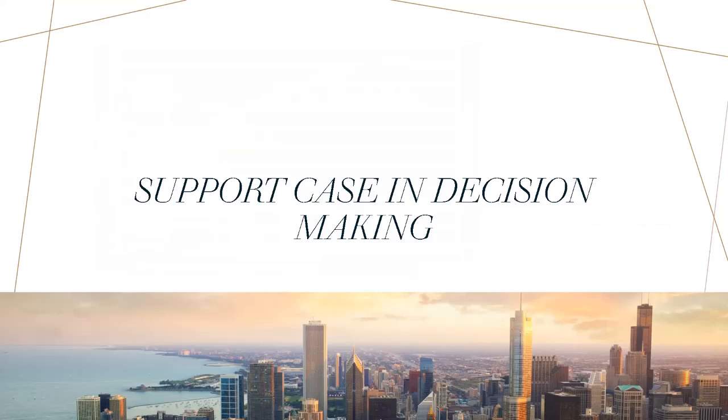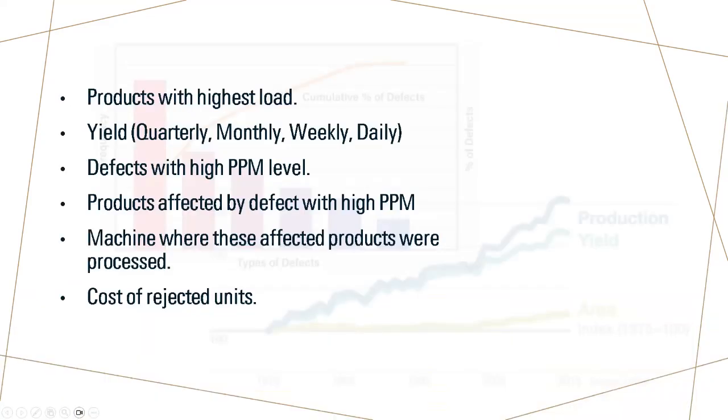For the support case in decision making, these are the things that we need to consider: products with highest lot yield on a quarterly, monthly, and weekly, or maybe daily basis, defects with high ppm level, products affected by defects with high ppm, machine where these affected products were processed, and cost of rejected units.